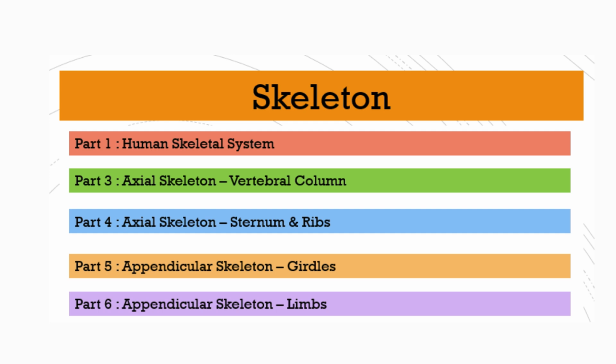With this, we come to the end of this video, and this was part 2 in the series. So part 1 comprises of the human skeletal system, and the different bones and how they are classified and so on. Part 3 deals with the vertebral column of the axial skeletal system. Part 4 would be on sternum and ribs of the axial skeletal system. Part 5 and 6 cater to the appendicular skeleton with the girdles and the limbs respectively.